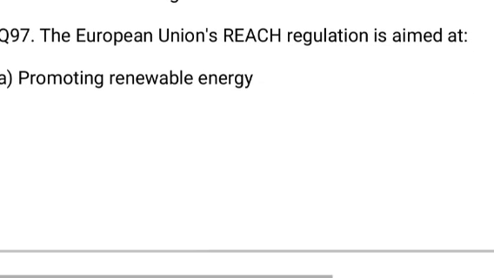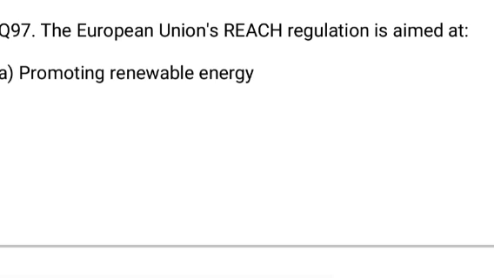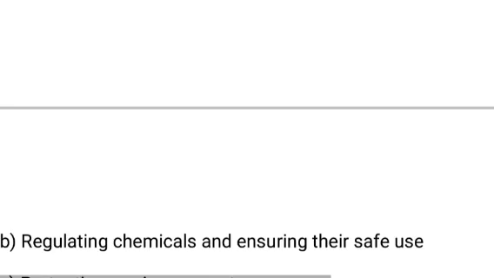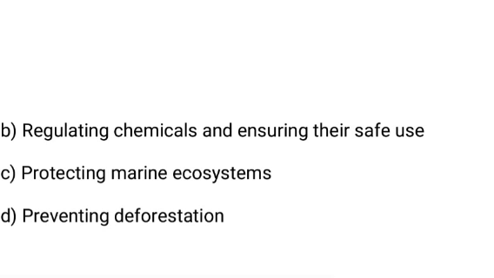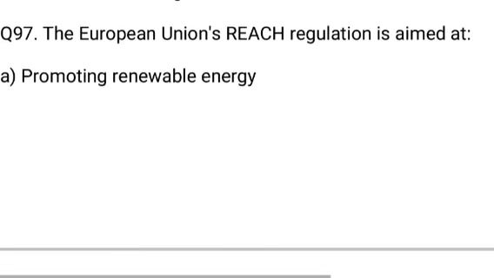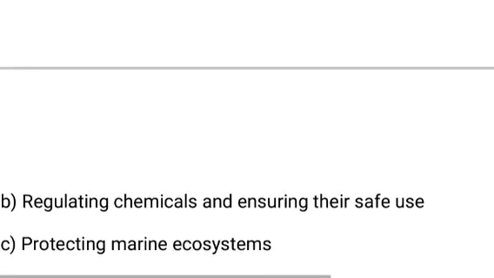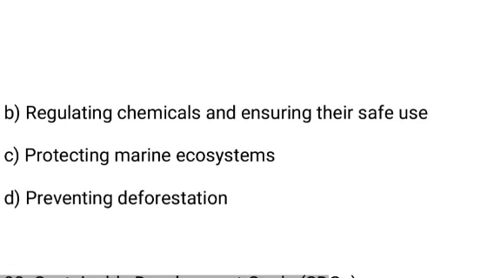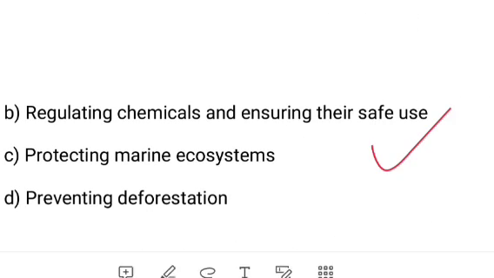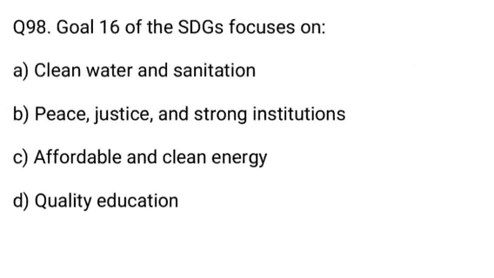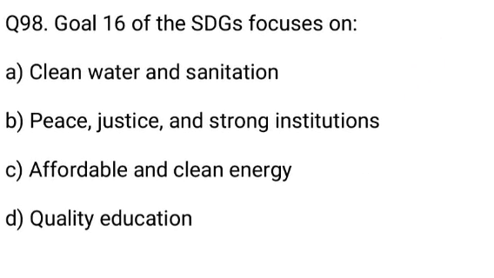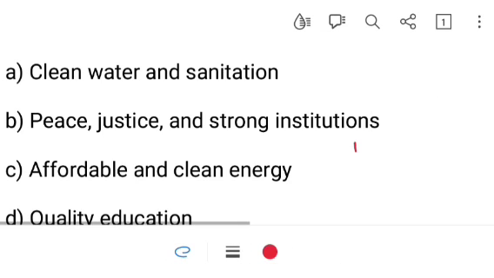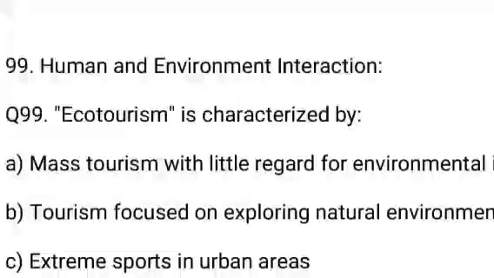Environmental legislation. The European Union's REACH regulation is aimed at what? Promoting renewable energy, regulating chemicals and ensuring their safe use, protecting marine ecosystems, preventing deforestation. It will be regulating chemicals and ensuring their safe use, number B. Next, goal 16 of the SDG focuses on what? Clean water and sanitation, peace, justice and strong institutions, affordable and clean energy, quality education. It will be number B, peace, justice and strong institutions.